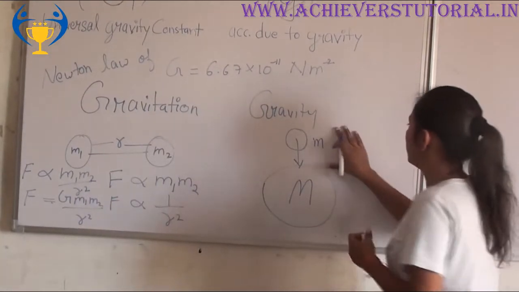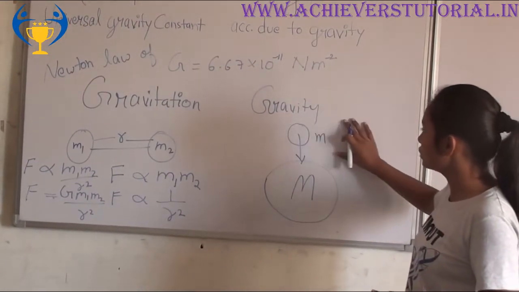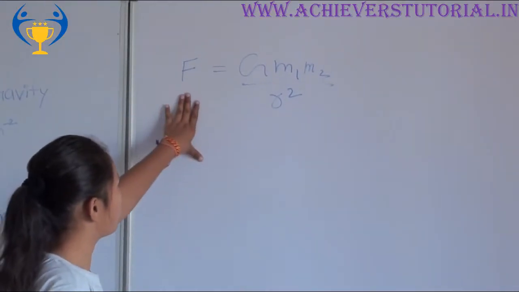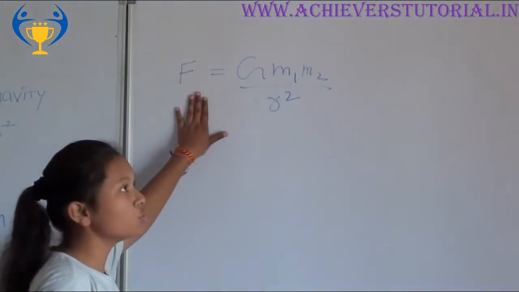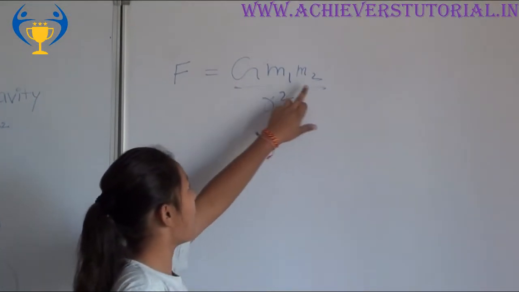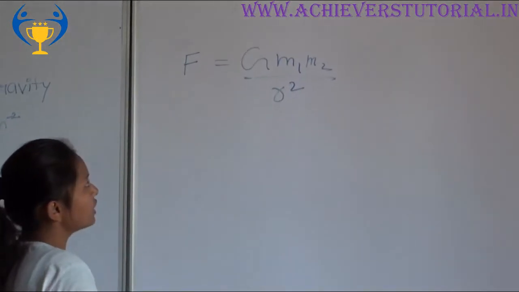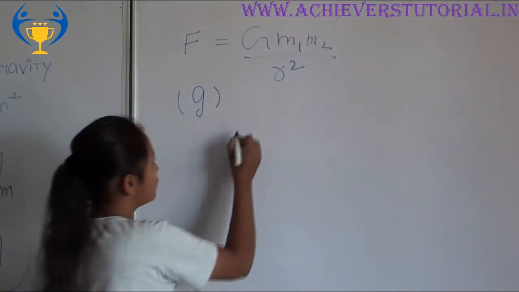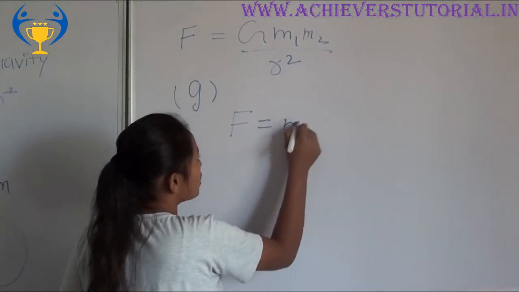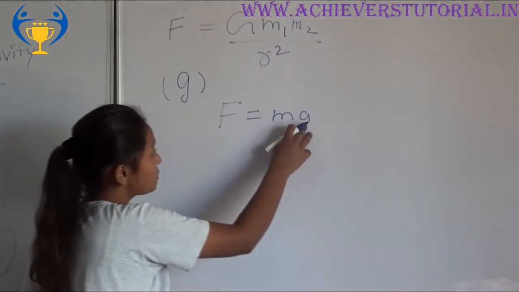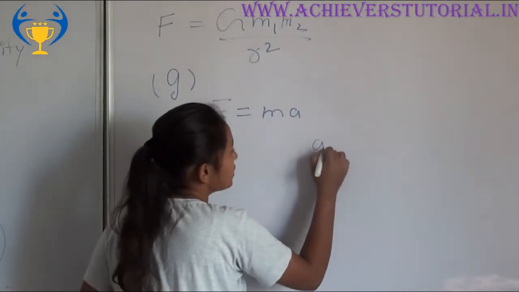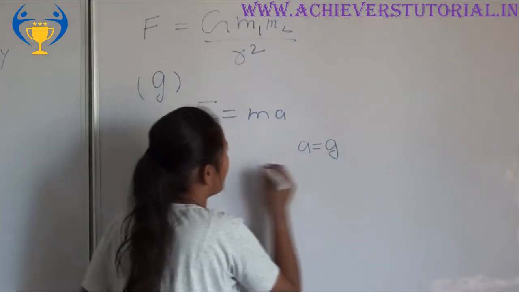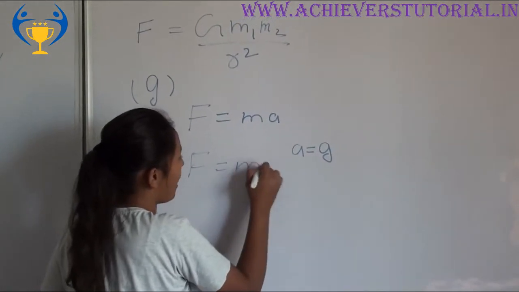Now we will see how to derive the value of gravity. As we derived from the first formula, the force which acts between two bodies equals G m1 m2 upon r square. We are calculating the value of small g. As per Newton's second law, F is equal to ma. The acceleration which is produced by gravity is g. So we can say F is equal to mg.